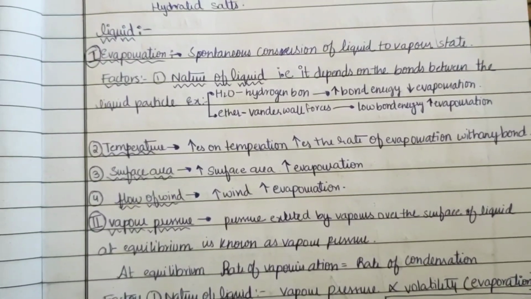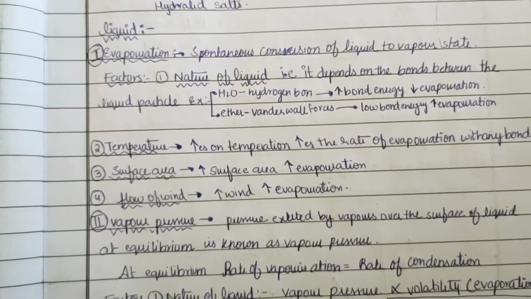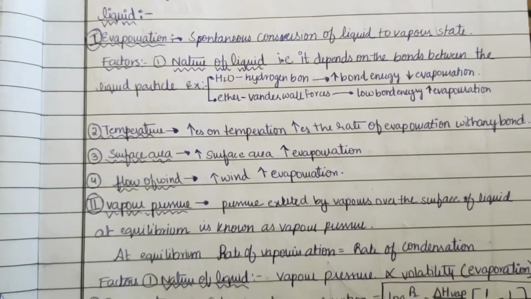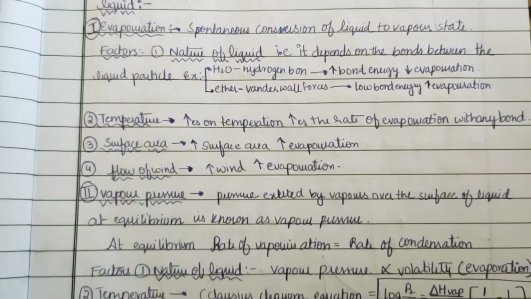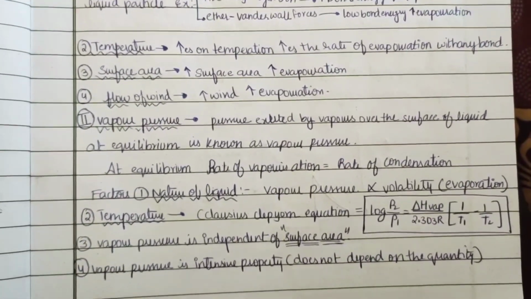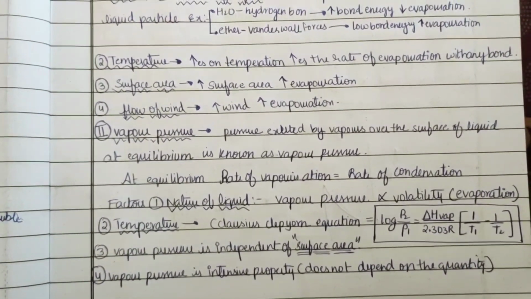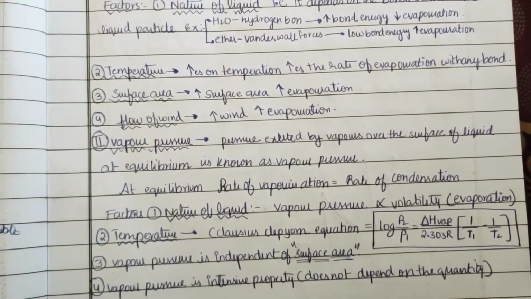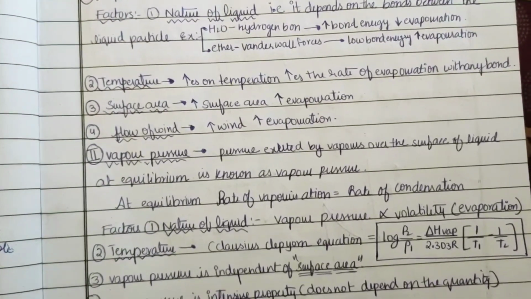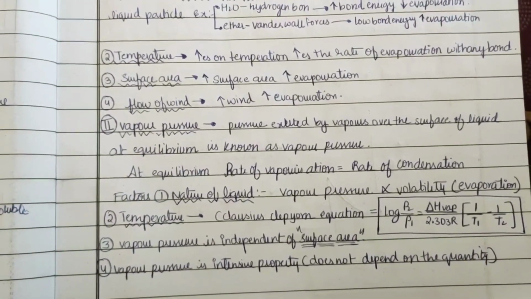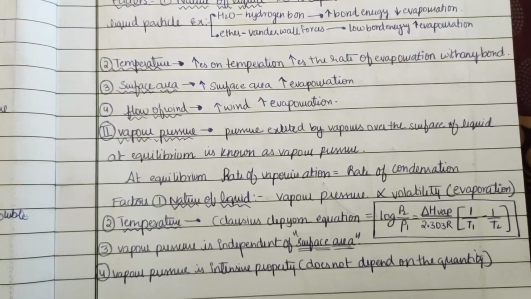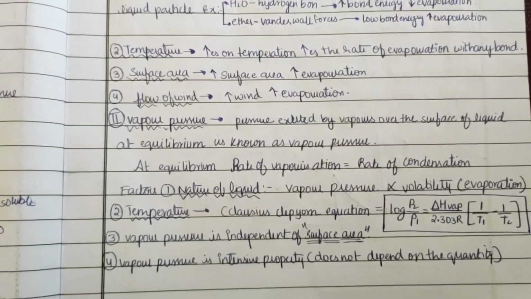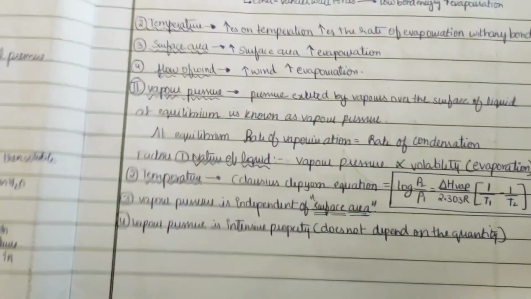Temperature: if temperature increases, the rate of evaporation increases with any bond. Surface area increases, evaporation increases. Flow of wind increases, evaporation also increases. Then vapor pressure. Pressure exerted by vapors over the surface of liquid at equilibrium is known as vapor pressure. At equilibrium, rate of evaporation equals rate of condensation. Factors affecting: first is nature of liquid. The vapor pressure is directly proportional to volatility, that means evaporation. Then temperature.